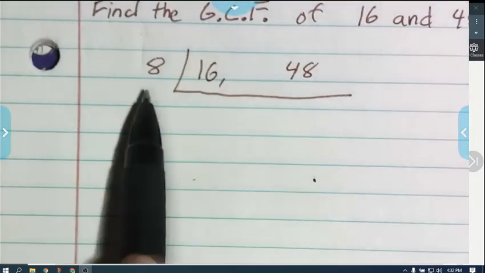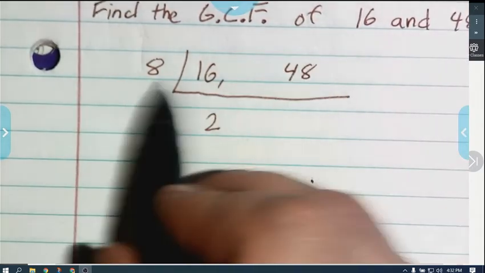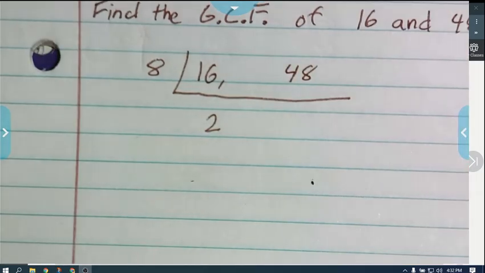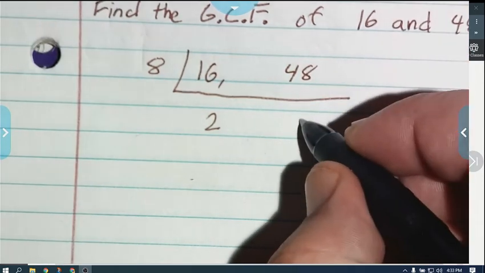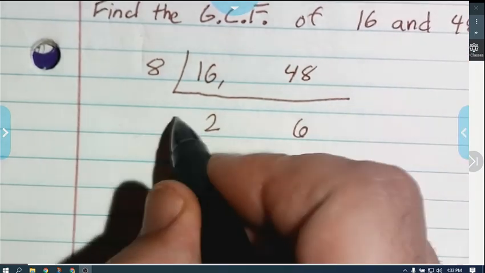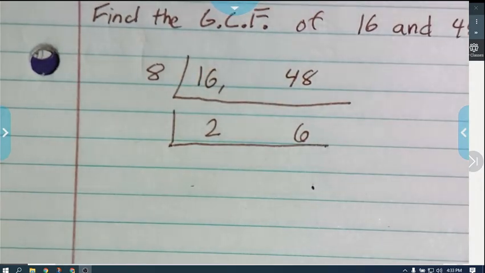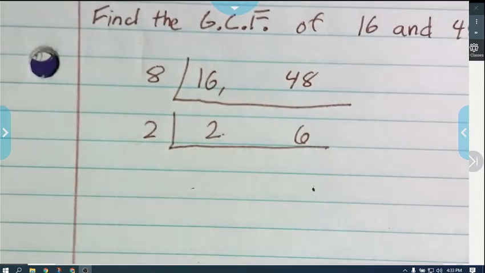16 divided by 8 is 2. 48 divided by 8, let's see. 6, right? 8 times 6 is 48, right? Okay. So can I repeat the process? Yeah, they're both even, so I could divide them both by 2, I think. 2 divided by 2 is 1. 6 divided by 2 is 3.